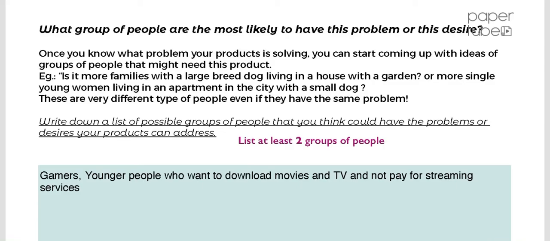But then also, I'd say younger people who want to download movies and TV shows. You maybe don't want to pay for a bunch of different streaming services. You just want to get one file and be done with it. This is probably not a problem that people who are over 50 or 60 might have, for example. So thinking about who might have these problems.